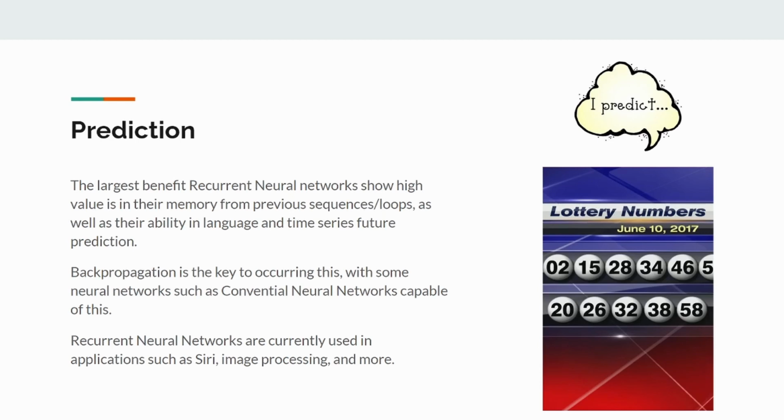Here in this example, as you can see, lottery numbers have been included as a joke, but it's meant to show how predictions can be possible with this.